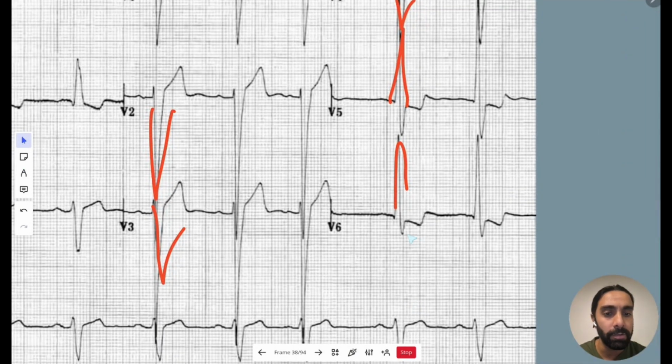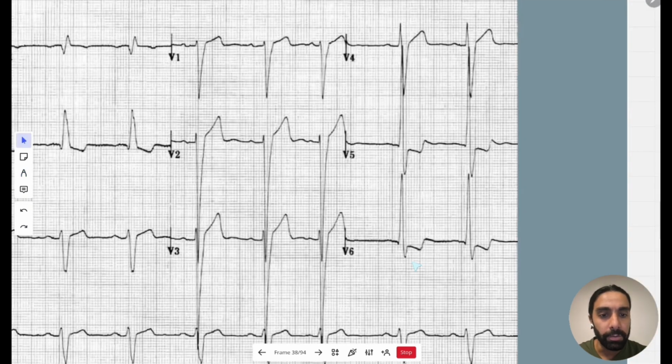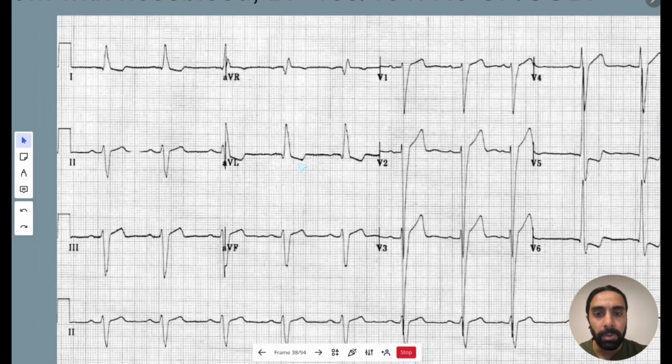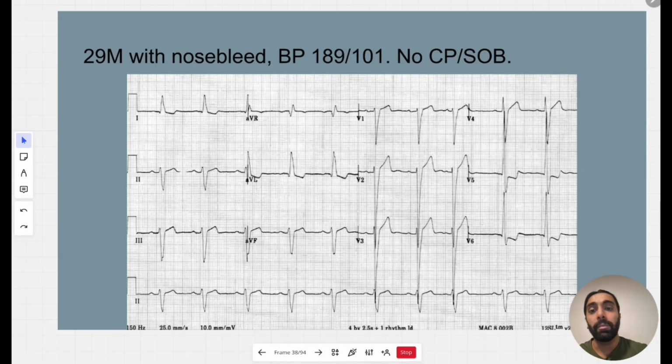So if you look at V6, you see ST depression. V5, you see ST depression. I just want to clear that out. So yeah, V6, V5, and even a little bit of abnormality in aVL and 1. So if you're thinking about cocaine because it's a young guy with nosebleed who's hypertensive, has ischemic patterns, you're thinking coronary vasospasm, you're actually wrong.